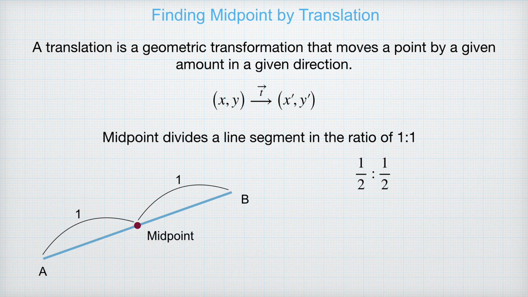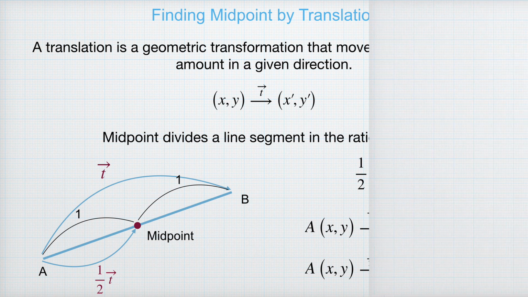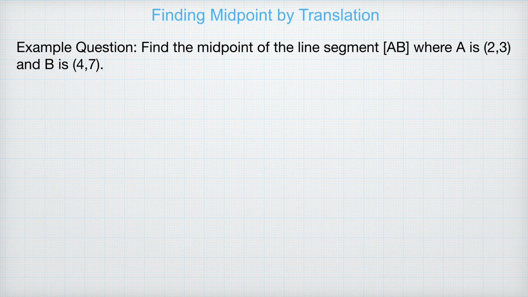Converting the ratio into fractions shows that the line is divided in equal halves. A translation from A to B can be halved to yield the midpoint. Example question. Find the midpoint of the line segment AB where A is 2, 3 and B is 4, 7.